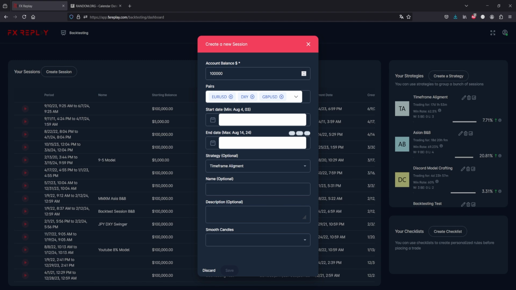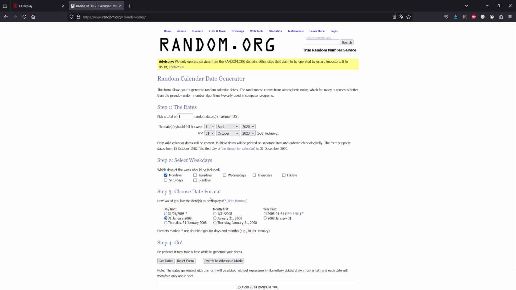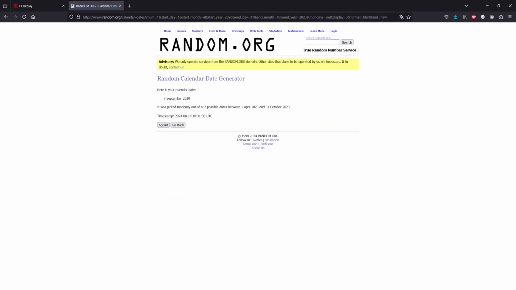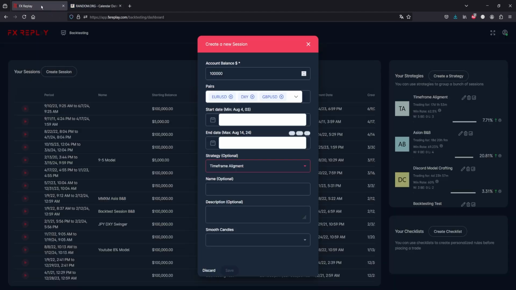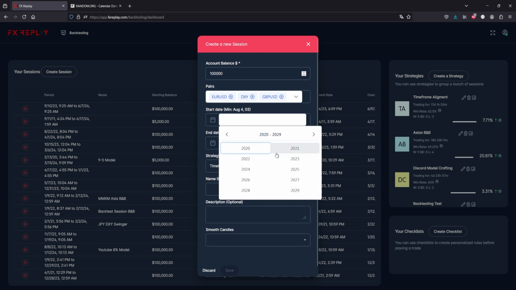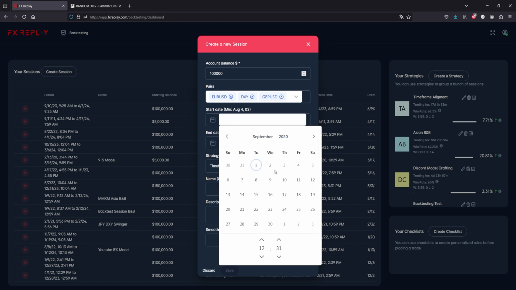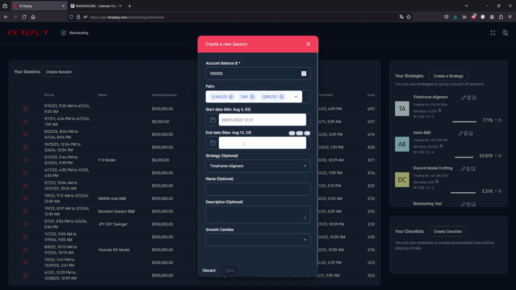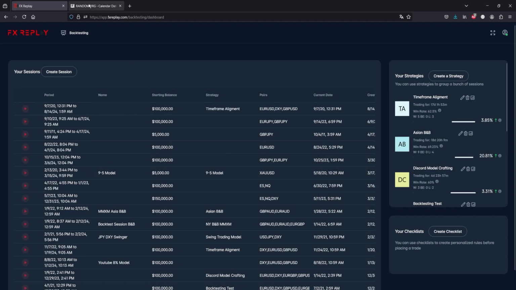So first of all, let's pick a random date as always, so no cheating, right? 7 September 2020. Let's pick that date. And then the end date obviously is gonna be today. So yeah, let's load up the charts.